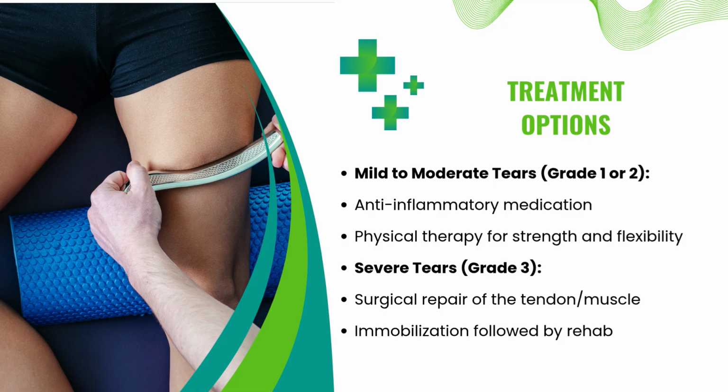Now, treatment options, like I talked about before. For mild to moderate, anti-inflammatory medications, physical therapy for strength and flexibility, and depending on the severity of the moderate tear, it could be a little bit more medical intervention. Just depends. Severe tears, grade threes, surgical repair of tendon slash muscle, immobilization following rehab. The reason you have immobilization is they want to make sure that the surgery is protected and things heal back properly. So you may be immobilized for a while to make sure that everything does not come apart.